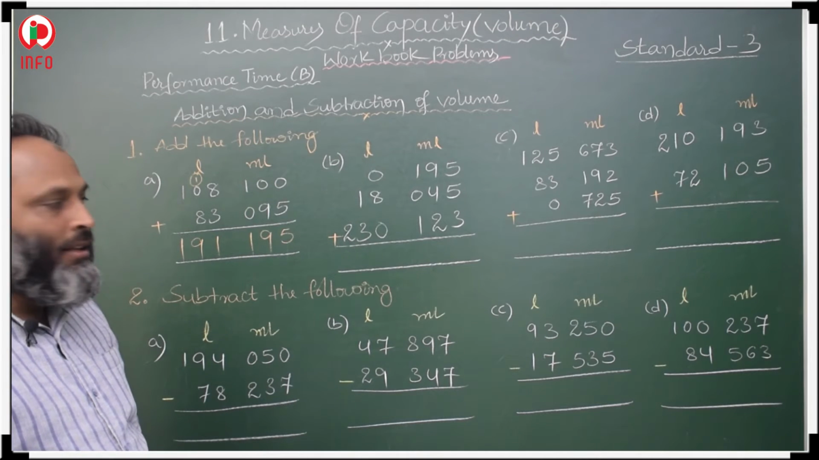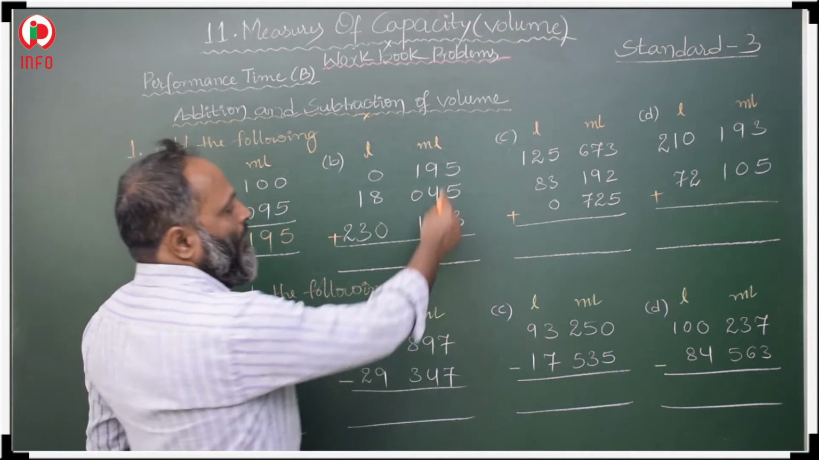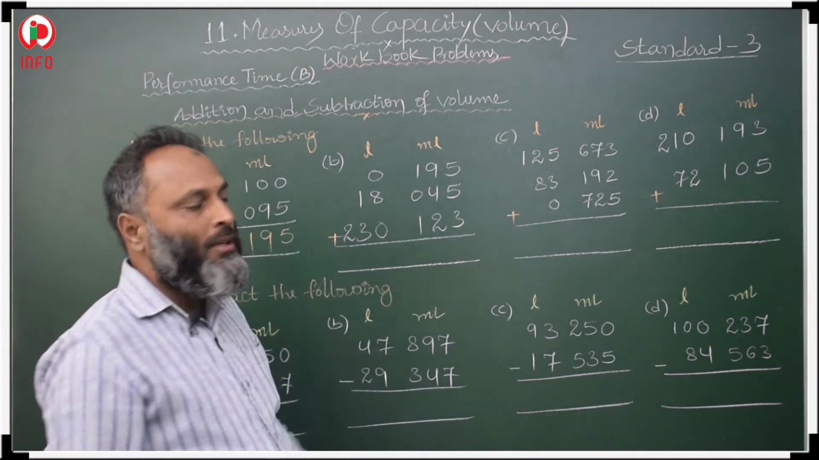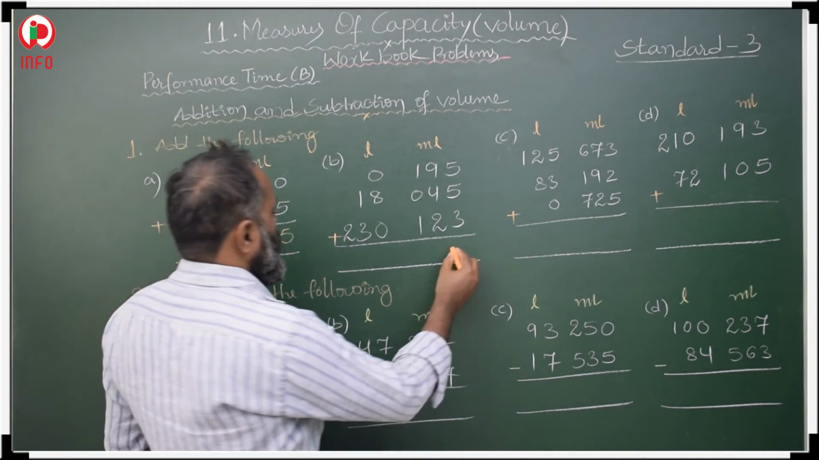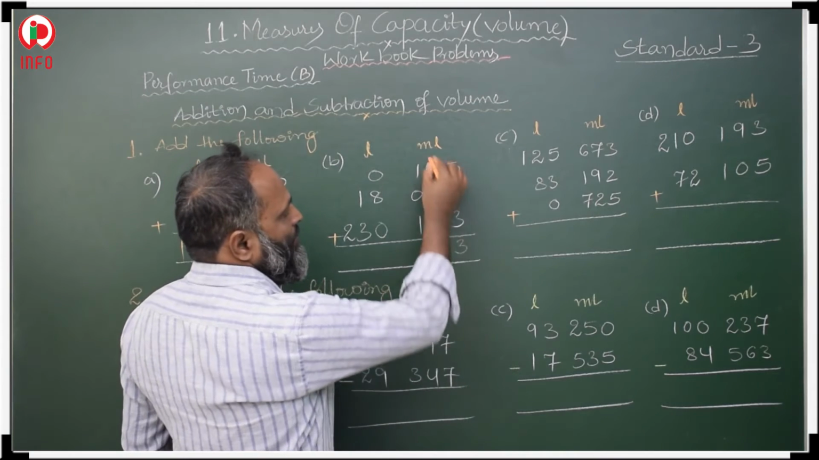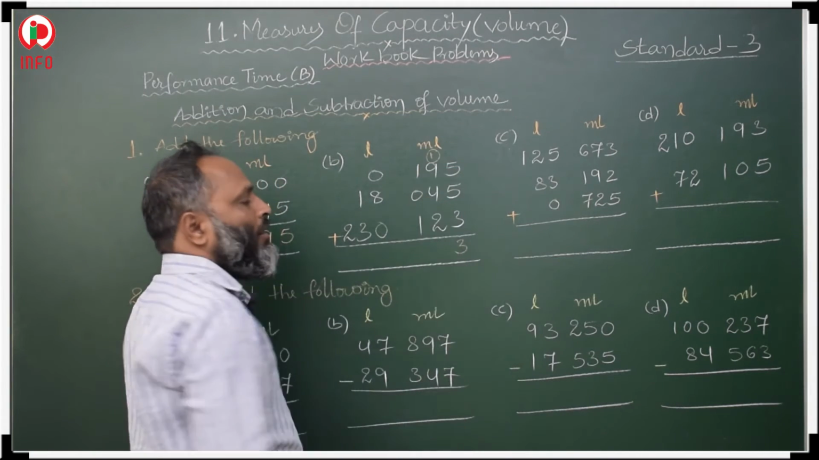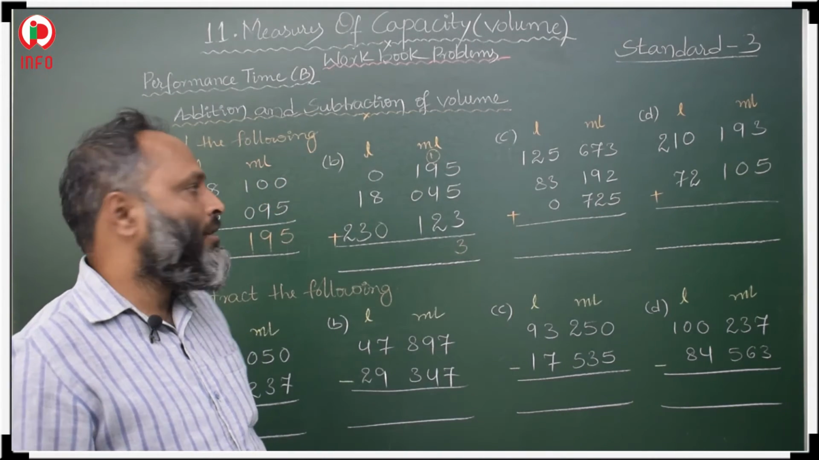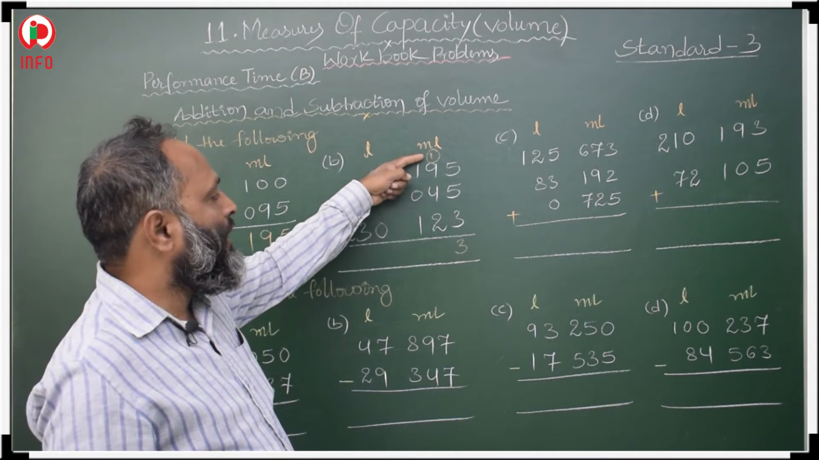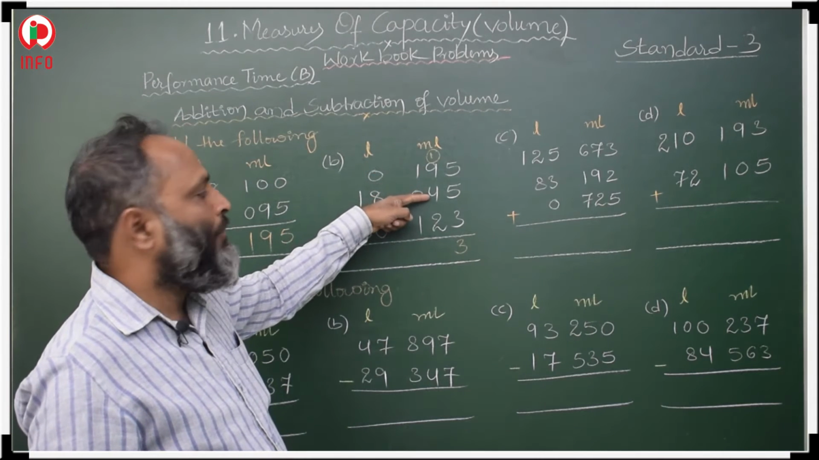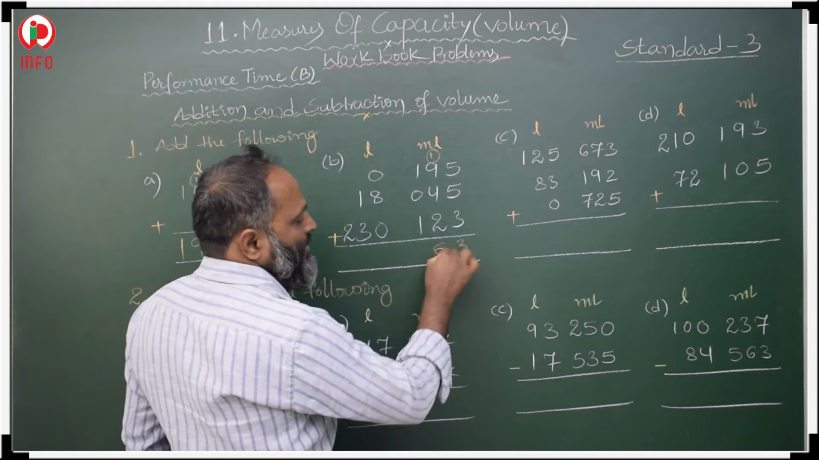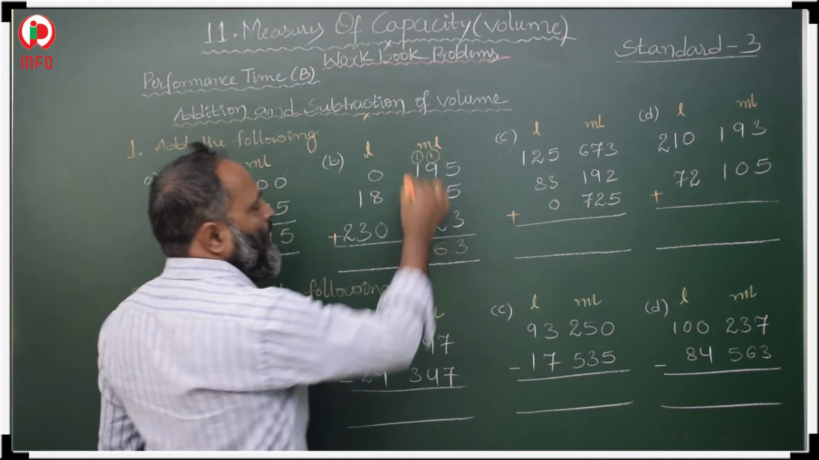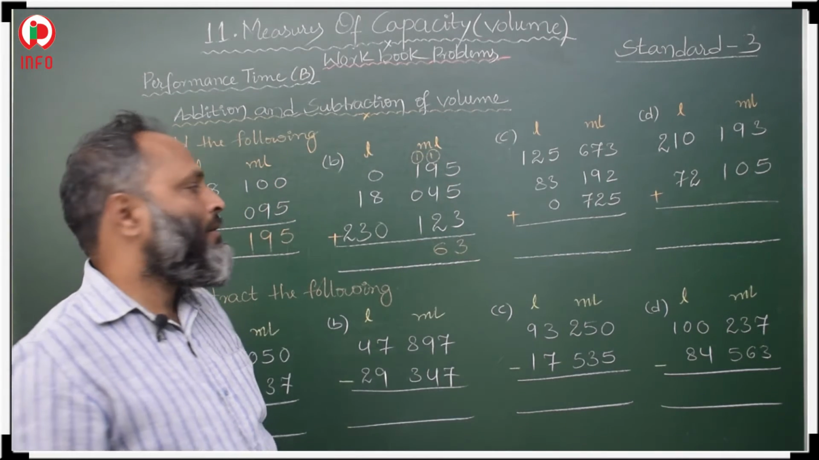Okay. Now the second question. 5 plus 5, 10. 10 plus 3, 10, 11, 12, 13. 13 means 3 in the ones place, and 1 we have to carry over to the tens place of milliliters. Now 9 plus 1, 10. 10 plus 4, 14. 14 plus 2, 15, 16. 16 means 6 in the tens place of milliliters. 1 we have to carry over to the hundreds place.